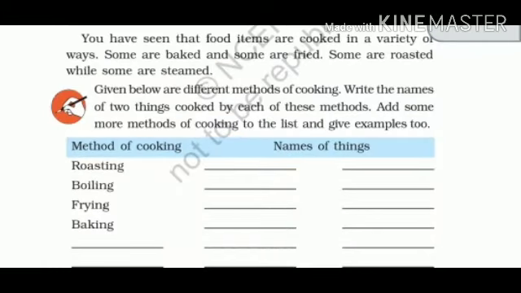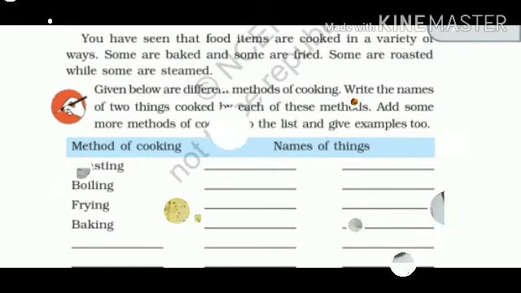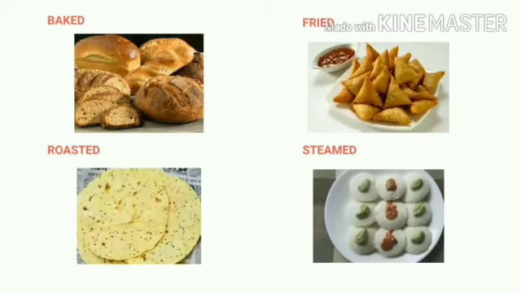Now next, students, our topic is different methods of cooking. You have seen that food items are cooked in a variety of ways. Some are baked and some are fried. Some are roasted and some are steamed. So we will do that in the next video, different methods of cooking. You will learn more about the different ways food is cooked.